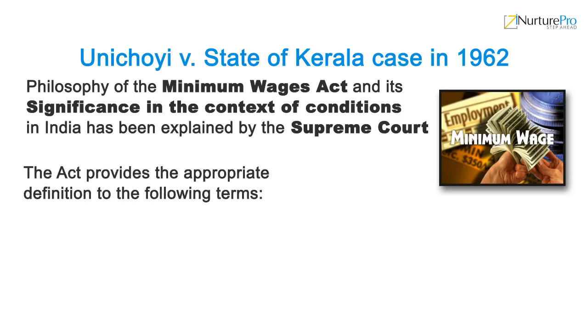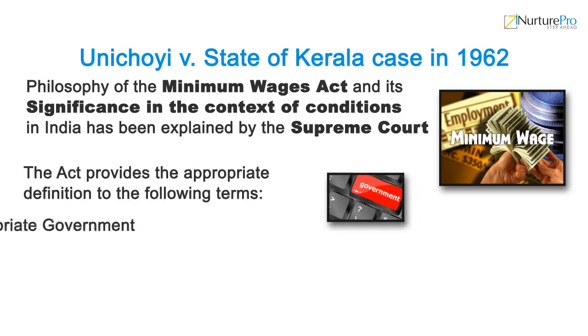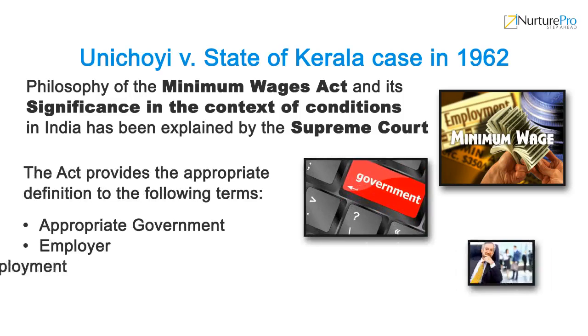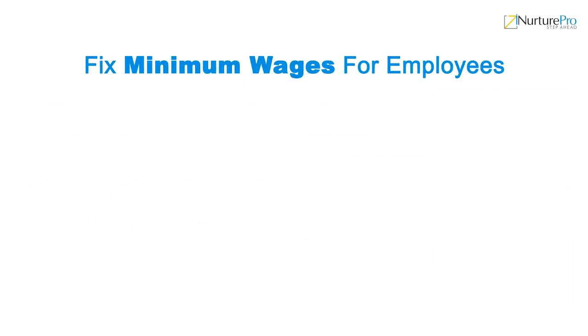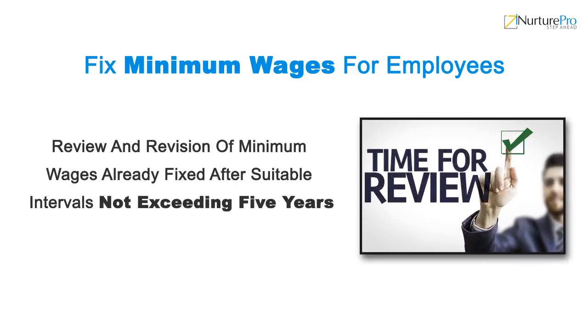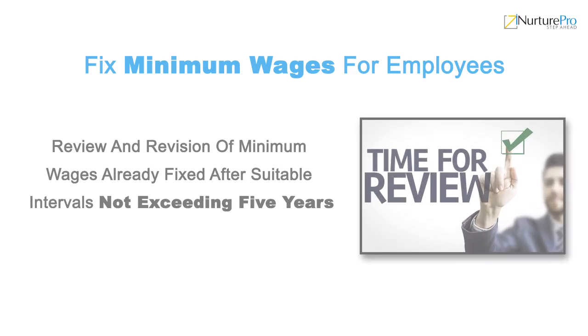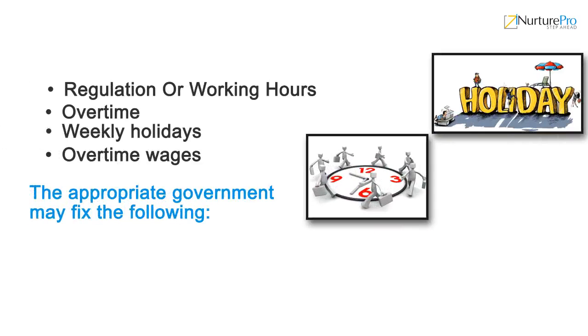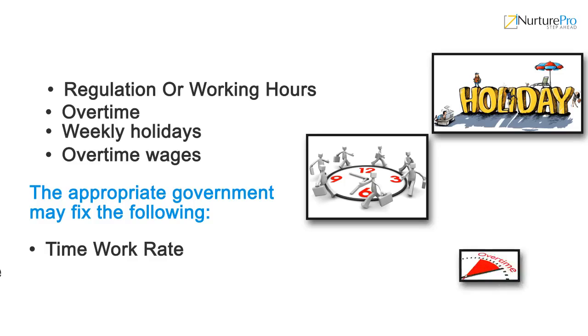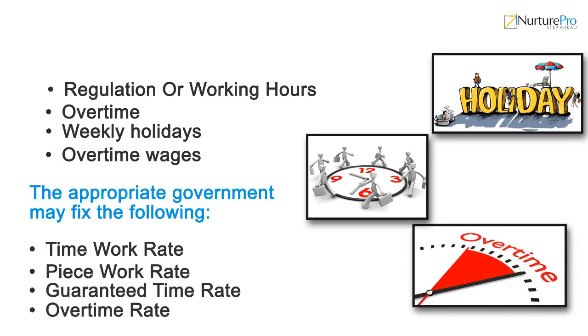The Act also provides the appropriate definition of terms such as appropriate government, employer, scheduled employment, wages and employee. The Minimum Wages Act empowers the government to fix minimum wages for employees working in specified employments. It provides for review and revision of minimum wages already fixed, at suitable intervals not exceeding 5 years. The Act also provides for regulation of working hours, overtime, weekly holidays and overtime wages. The appropriate government may fix time work rate, piece work rate, guaranteed time rate and overtime rate.